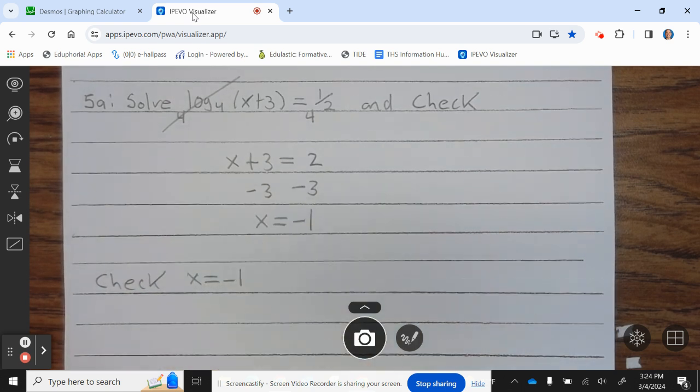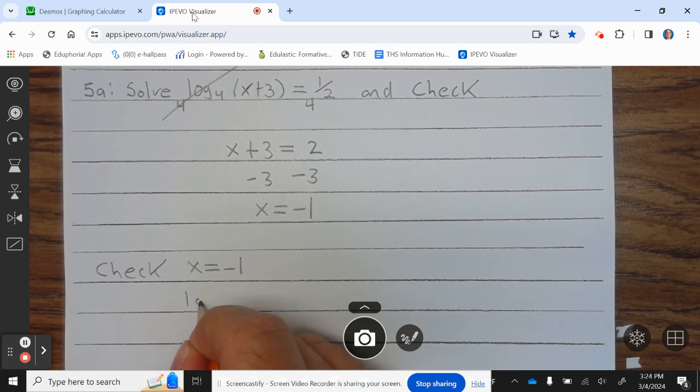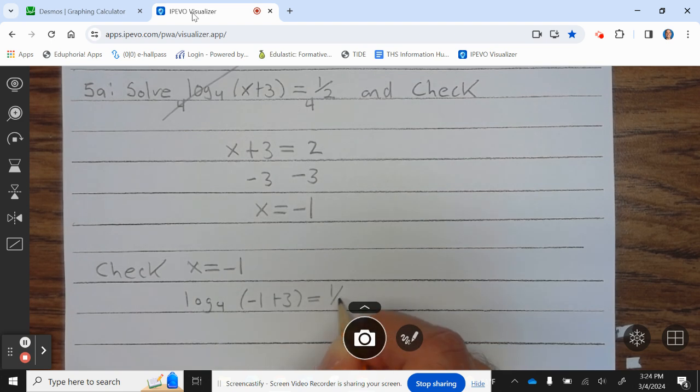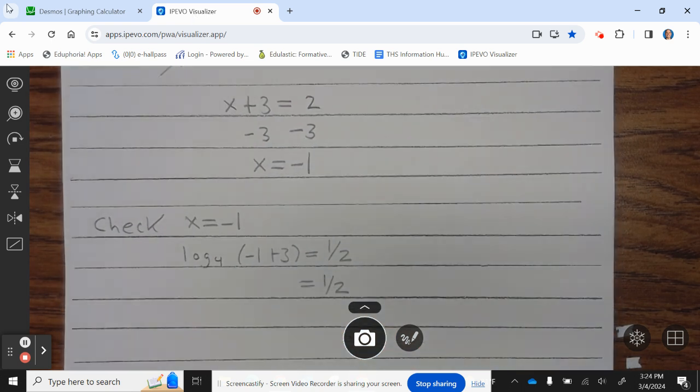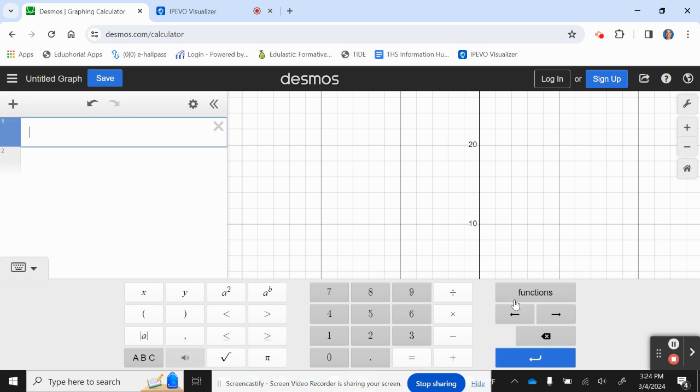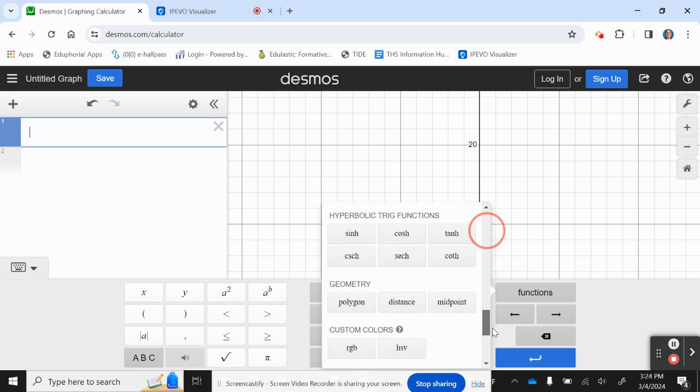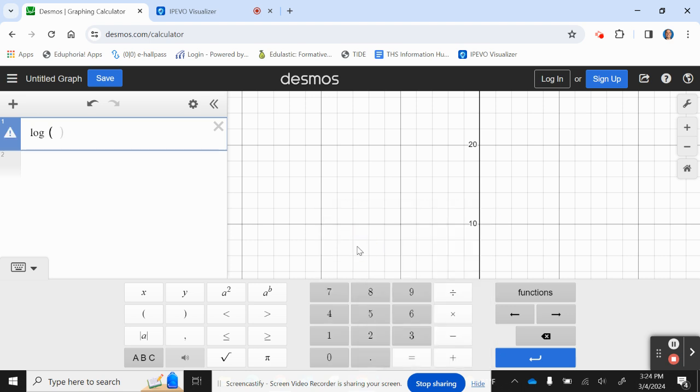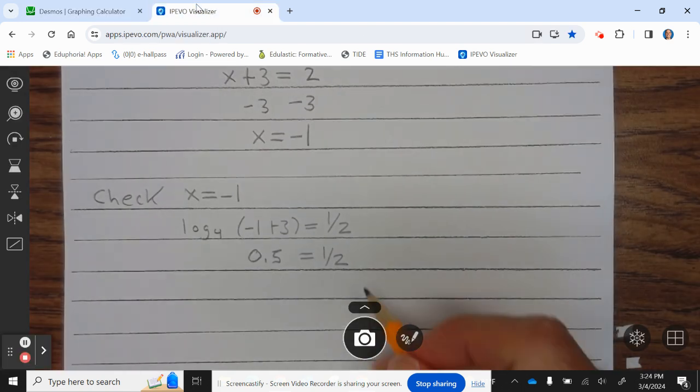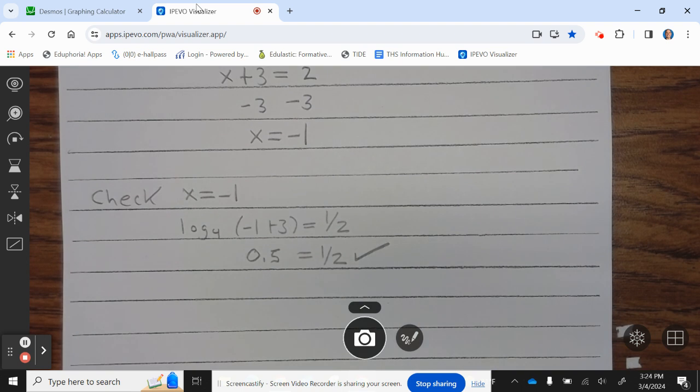X equals -1. So we're going to plug it back into the original equation. So log base 4 of -1 plus 3 equals 1/2. Well, we know the right side equals 1/2. Let's see if the left side equals 1/2. So 0.5. 0.5 equals 1/2, so this checks. So x equals -1 is a valid solution. All right, let's take a look at the next page.